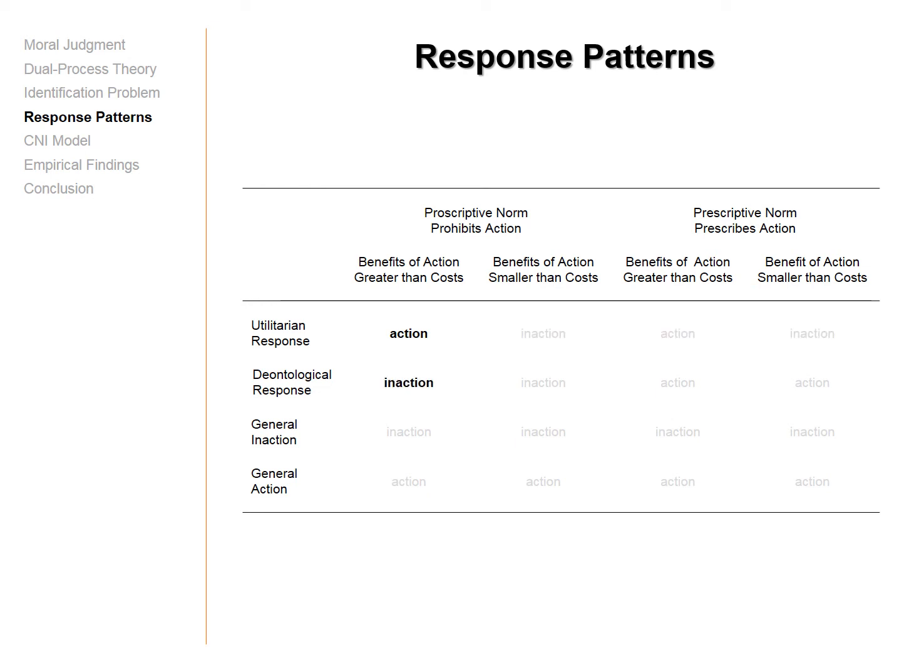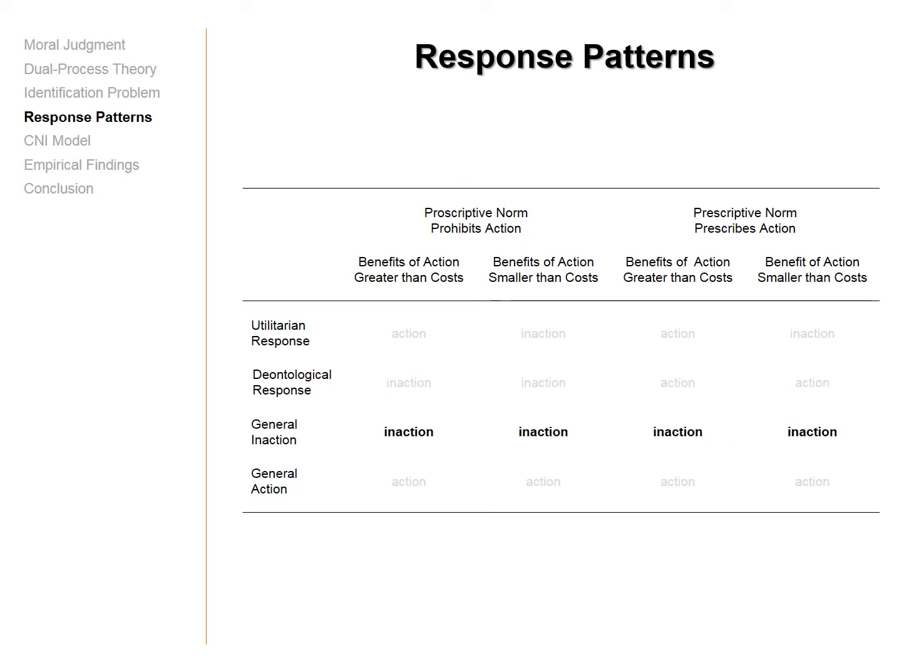A similar argument applies to the interpretation of deontological responses. My argument is that inaction on the trolley dilemma or trolley type dilemmas is necessary but insufficient to categorize a judgment as deontological. To qualify as deontological, the response pattern across the four types of dilemmas should include an inaction response in cases where there's a proscriptive norm and an action response in cases where there's a prescriptive norm.